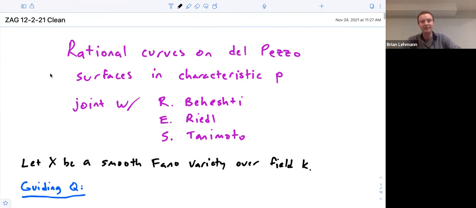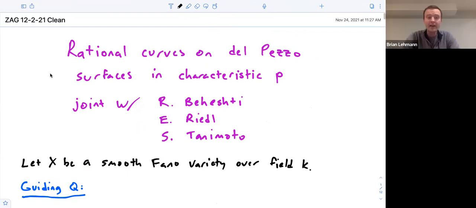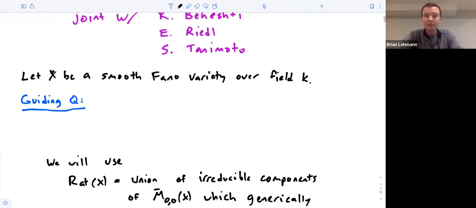So as Om said, my title is Rational Curves on Del Pezzo Surfaces in Characteristic p. Any new work that I talk about today will be joint with Roya Beheshti, Eric Riedel, and Sho Tanimoto. All right, so here's the setup. Let's suppose that X is a smooth Fano variety over a field K.